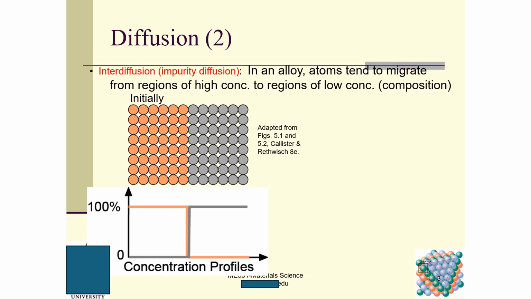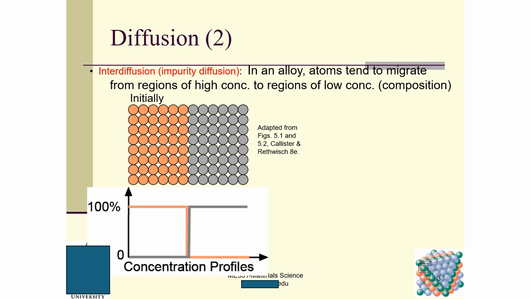First, we talk about interstitial diffusion. This is interdiffusion, or impurity diffusion. In an alloy, atoms tend to migrate from regions of high concentration to regions of low concentration. This depends on the composition here. So this is the initial state. Look at here.